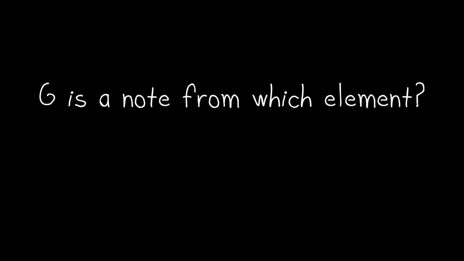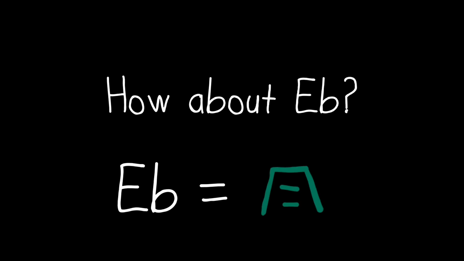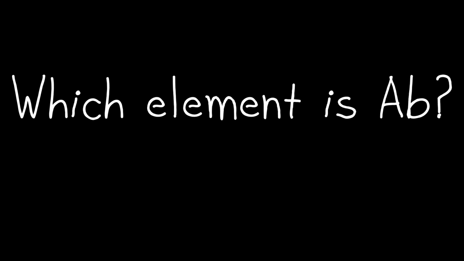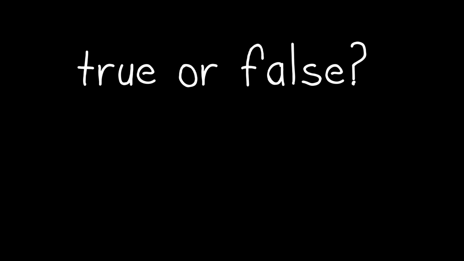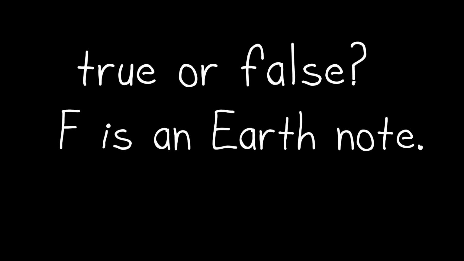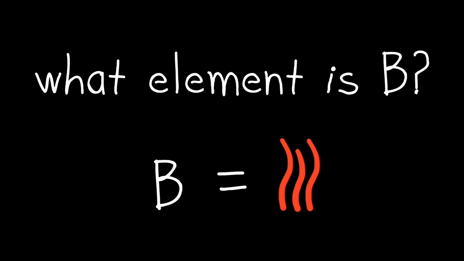G is a note from which element? If you answered wind, you would be correct. How about E flat? E flat is an earth note. Which element is A flat? A flat is a fire note. Okay, true or false? F is an earth note. False. And what element is B? B also belongs to fire. Okay, so how did you do?